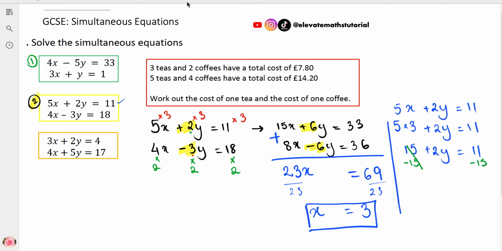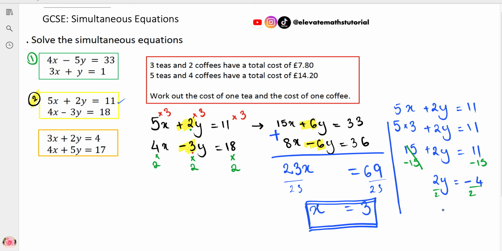We were trying to isolate y. Whatever's furthest from y, you start getting rid of that first. So you get rid of 15 by minusing, doing the opposite. You'll end up with 2y is equal to minus 4. Careful with the negatives there. And then you would divide both sides by 2. So your final answer is going to be y is equal to minus 2.